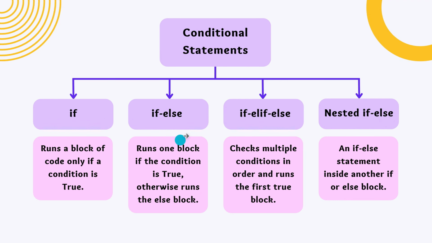Now let's say we have multiple conditions. For that, we use elif, which stands for else if. Python evaluates conditions in order and runs the first one that's true. And finally, we can place one if-else statement inside another, creating what's called a nested if-else. These structures give our code flexibility, letting it respond differently depending on the situation.